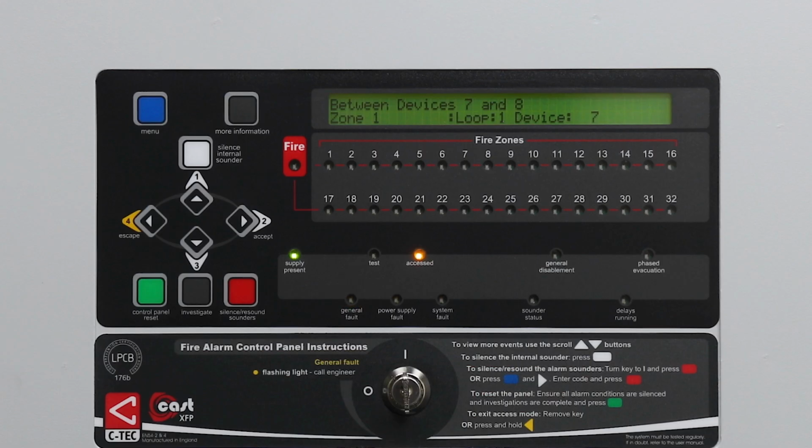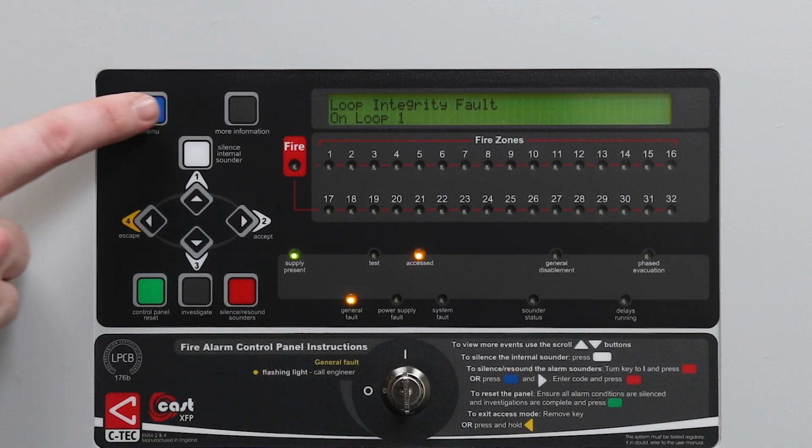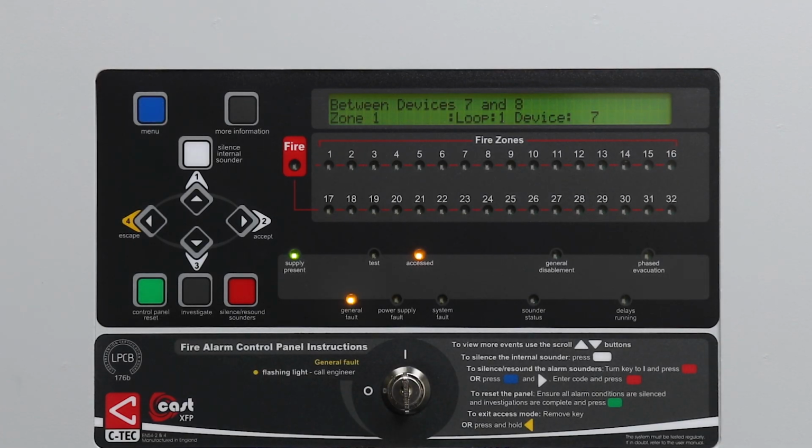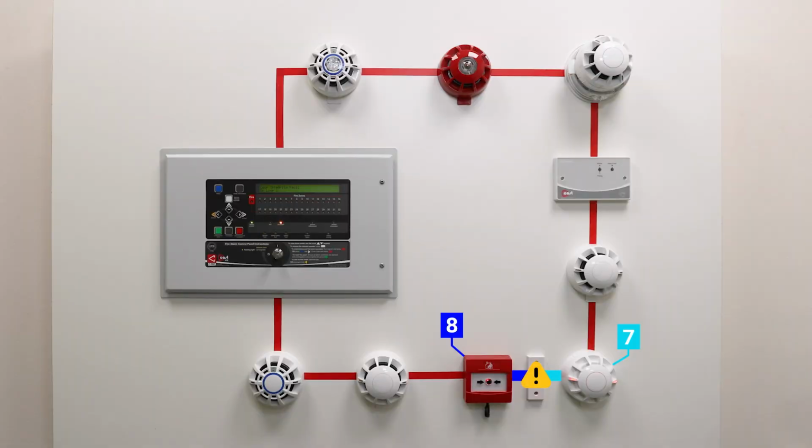The panel's display will also show the zone location of the last device it found when pulling the A side of the loop. If the fault location is not shown, press the menu button and the details will appear again. You will now know between which devices the fault is located.